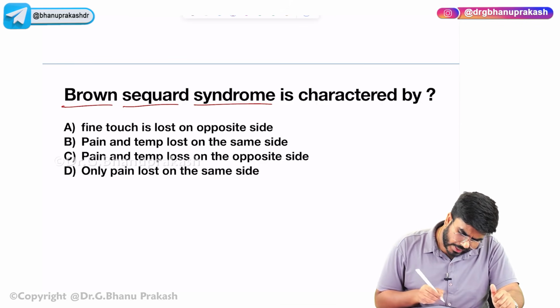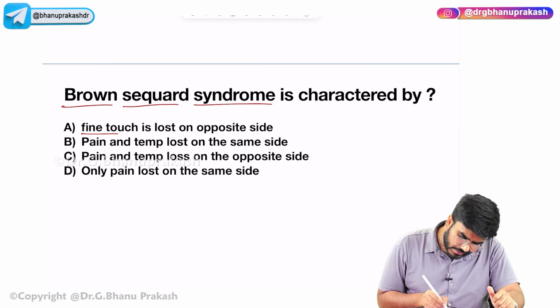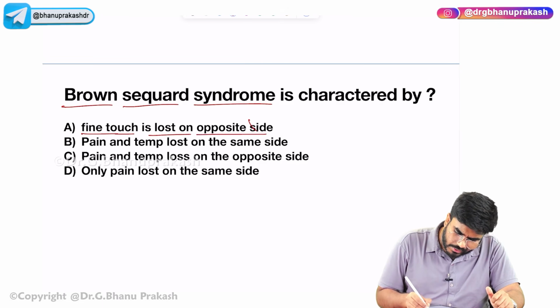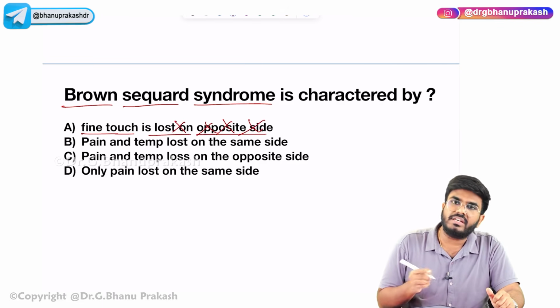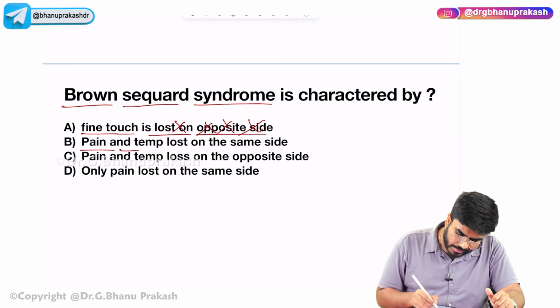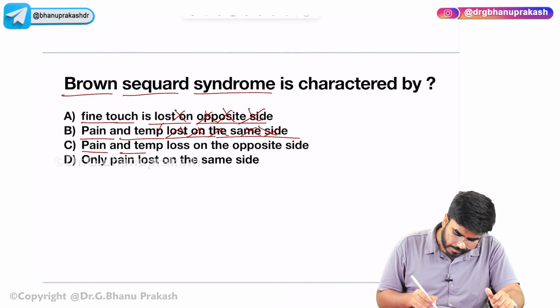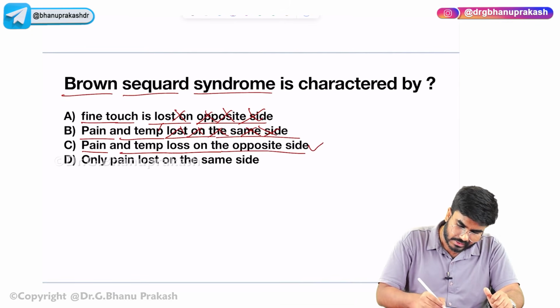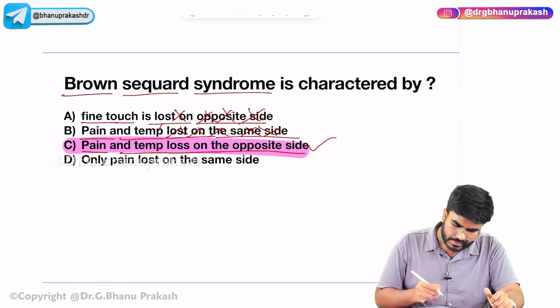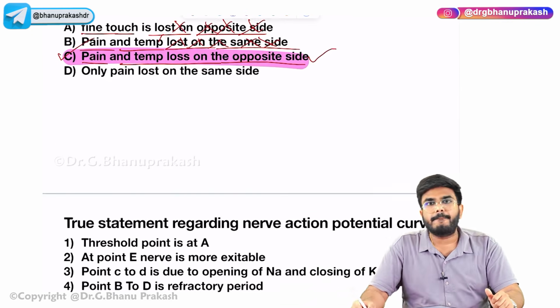So, what happens in Brown-Séquard syndrome? Fine touch is lost on opposite side? No. Fine touch is an advanced sensation. It is lost on the same side. Pain and temperature lost on the same side? No. Pain and temperature should be lost on the opposite side. It's a primitive sensation. Pain and temperature loss on the opposite side. Yes, this is a true statement. Okay. So, this is the correct answer.